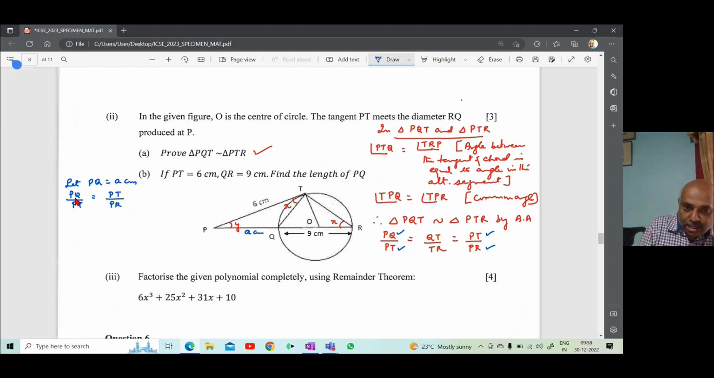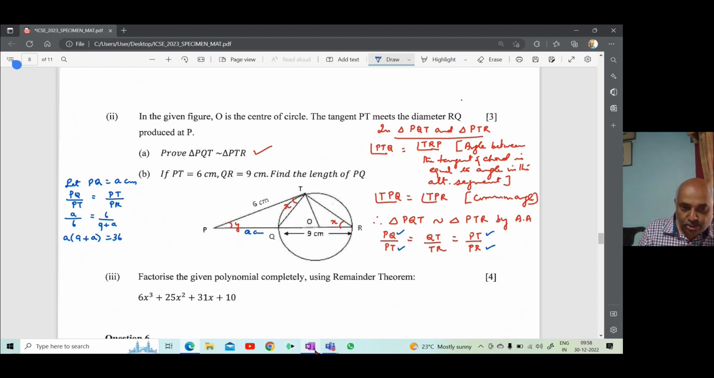So substitute here. What is PQ? We have assumed it as A. PT is 6, so 6 over PR, which is QR 9 plus A, 9 plus A centimeter. So when you cross multiply this, what do we get? It is A into 9 plus A is equal to 6 into 6, which is 36.